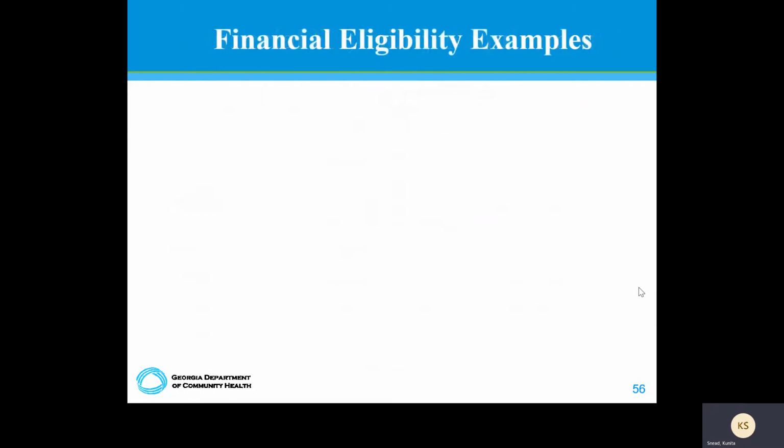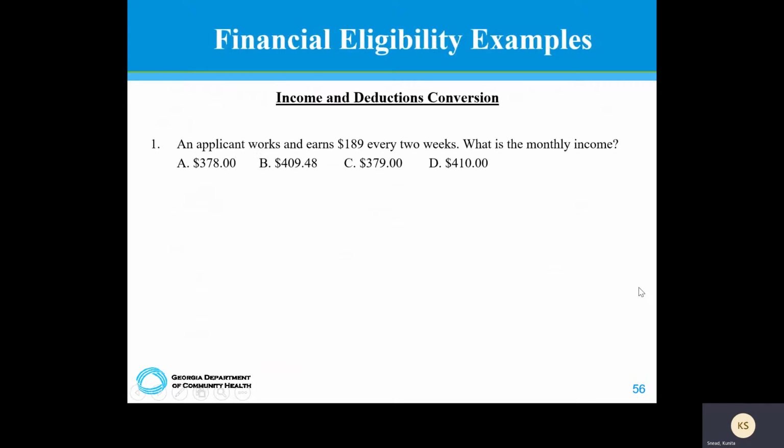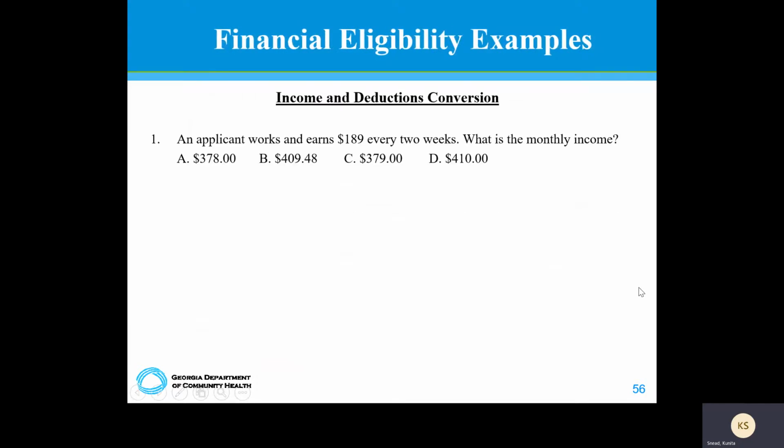So now we're going to go through some examples so you can make sure that you are comfortable converting over. So you have an applicant who works and earns $189 every 2 weeks. What is the monthly income? So the conversion factor for every 2 weeks is times 2.1666. This is every 2 weeks. This is not twice a month, every 2 weeks.